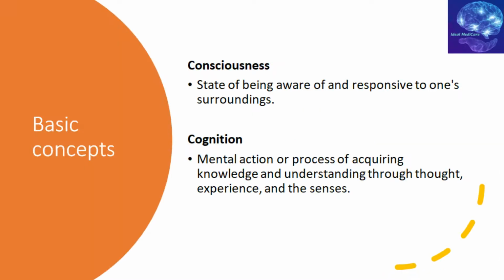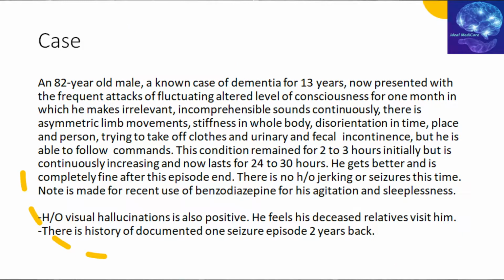Now coming to the basic concept of delirium. As a human being or any living being, there is a state of consciousness, which is a state of being aware of and responsive to one's surroundings. But cognition is a higher mental function which involves mental action or processes of acquiring knowledge and understanding through thought, experience, and the senses. So cognition is a higher mental function and consciousness is a basic awareness of the environment.